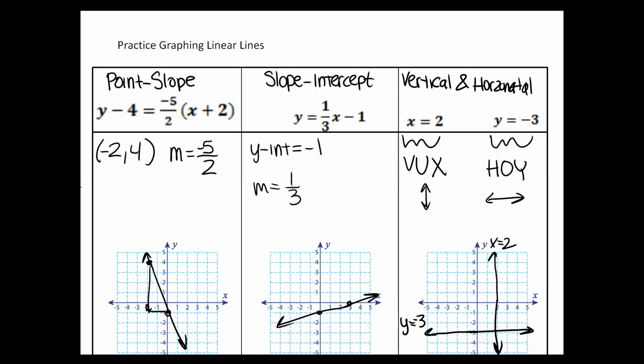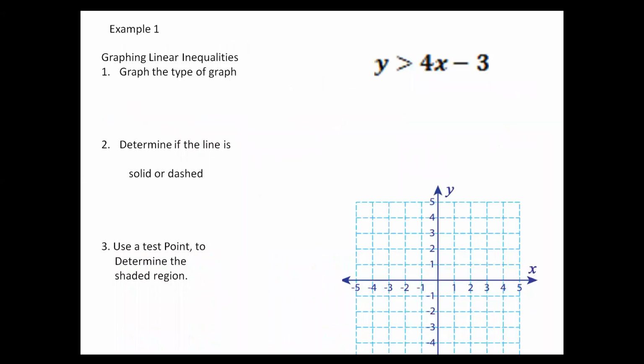Okay, go ahead and copy this down to the left, your three little boxes right there. The first thing that we want to be able to do is identify the type of graph and how to graph it. So we're going to graph just our two points to start out with. From the line, we're going to determine whether it's solid or dashed. If it's solid, it'll be a solid line. If it's dashed, it'll be dashed. And then we want to use a test point to determine the shaded region.